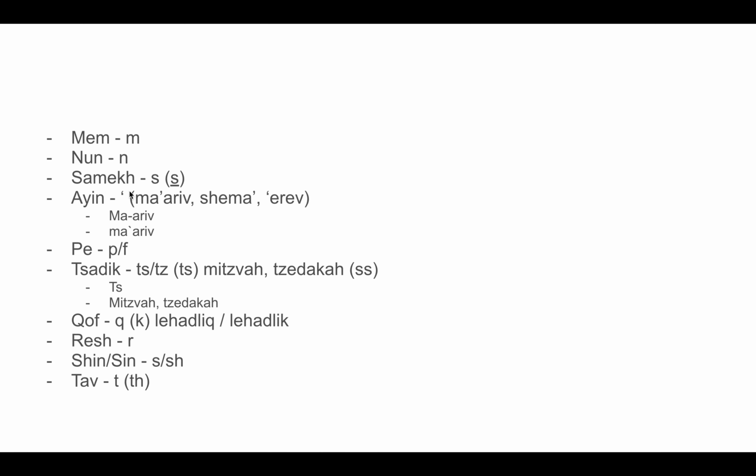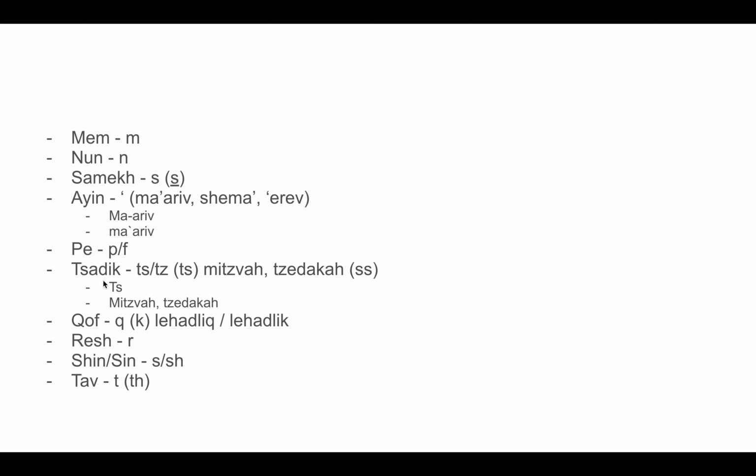Mem, nun, samech, I've used the S. Ayin, I used the apostrophe like this. So ma'ariv, shema, erev, to note that that's there. Modern Israeli and Ashkenazi would not pronounce this. They would just say Maariv, Shema, Erev. I have a few other options, but over time I've ended up with the apostrophe.